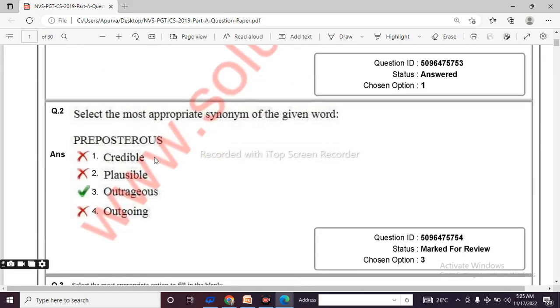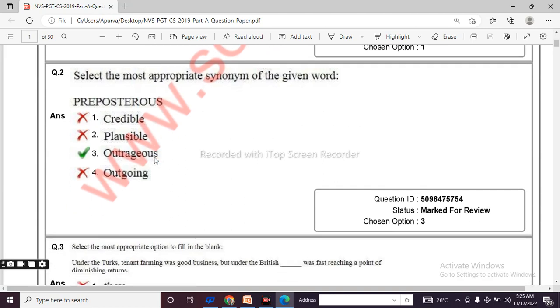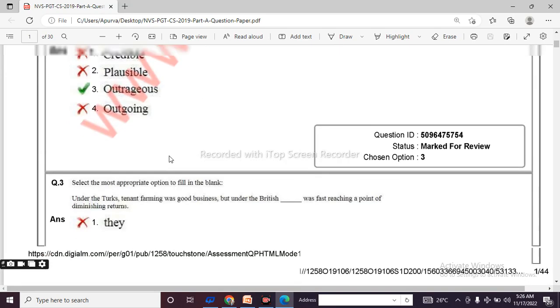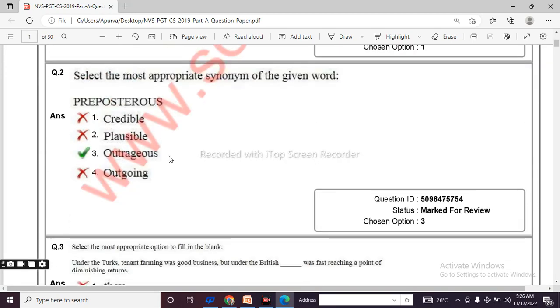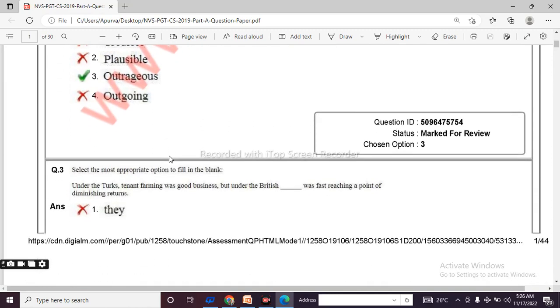Select the most appropriate synonym of the given word. Preposterous. So what will be the synonym of this? Whether it will be credible, plausible, outrageous or outgoing. So the correct answer will be outrageous. So by these words you can understand the difficulty of the examination. You should be concerned about lots of English phrases and words. You should have strong vocabulary knowledge. Then only you can think that you will be able to qualify this kind of examination.